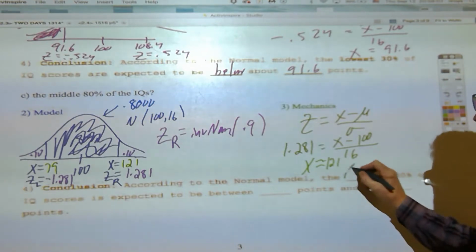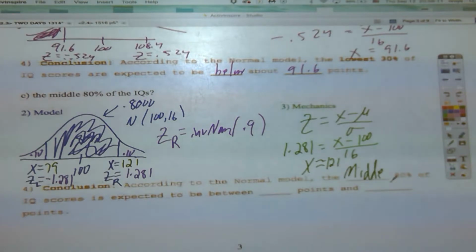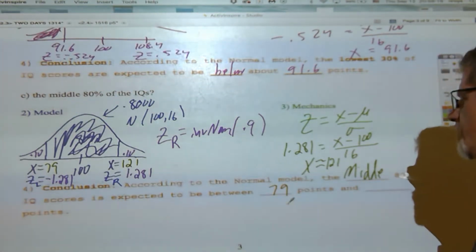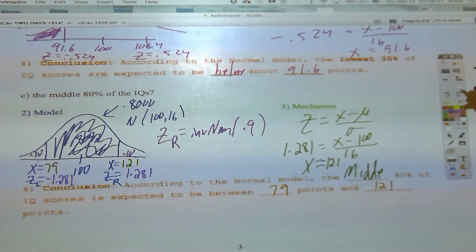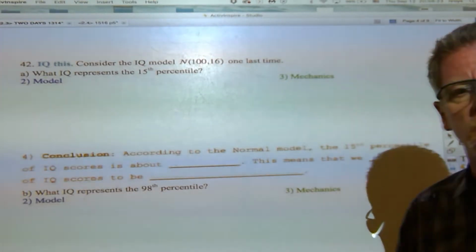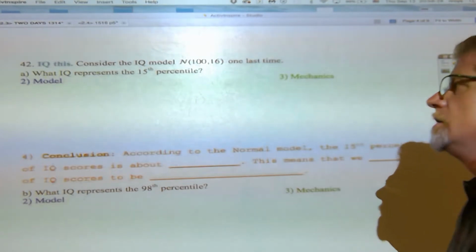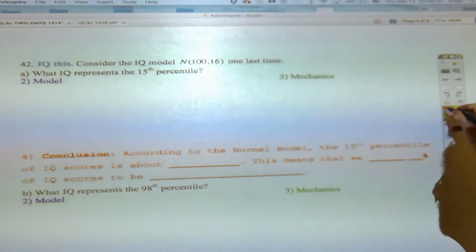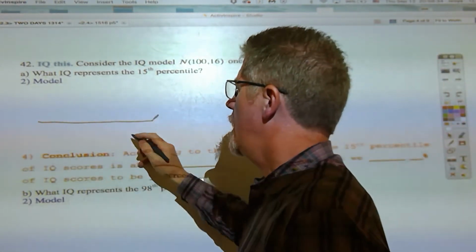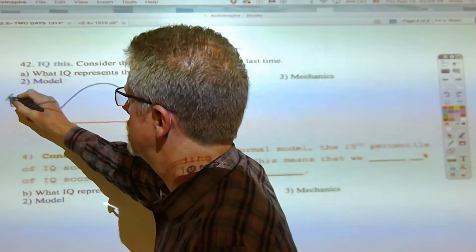So let's fill in our conclusion. The middle 80% of IQ scores is expected to be between 79 points and 121 points. Next page. So far we're at 10 minutes, 41 seconds. IQ this. All right, what IQ represents the 15th percentile? Let's draw a picture of this. IQ scores. Let's get the title.